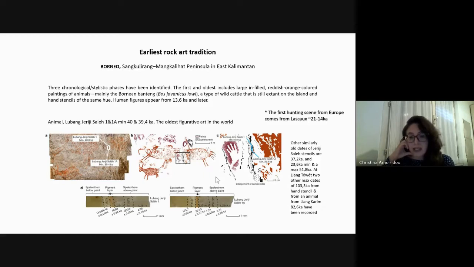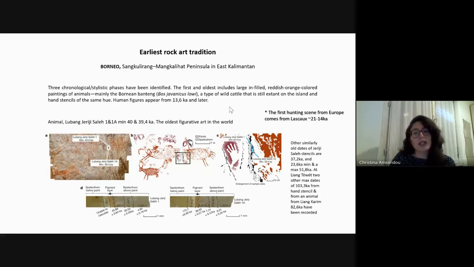At Gua Tewet, another maximum date of 103.3 thousand years ago comes from a hand stencil, and from an animal at Lian Karim, an 82.6 thousand years ago date has been recorded. Now, I say here the oldest figurative art in the world. Well, regarding the maximum dates, and I underline the maximum dates, yes, it has been proposed to be the oldest figurative art in the world.